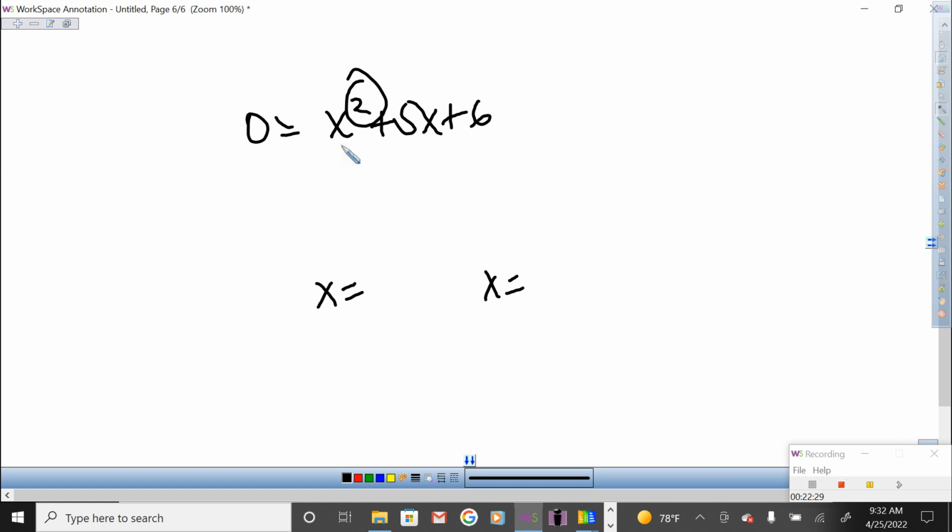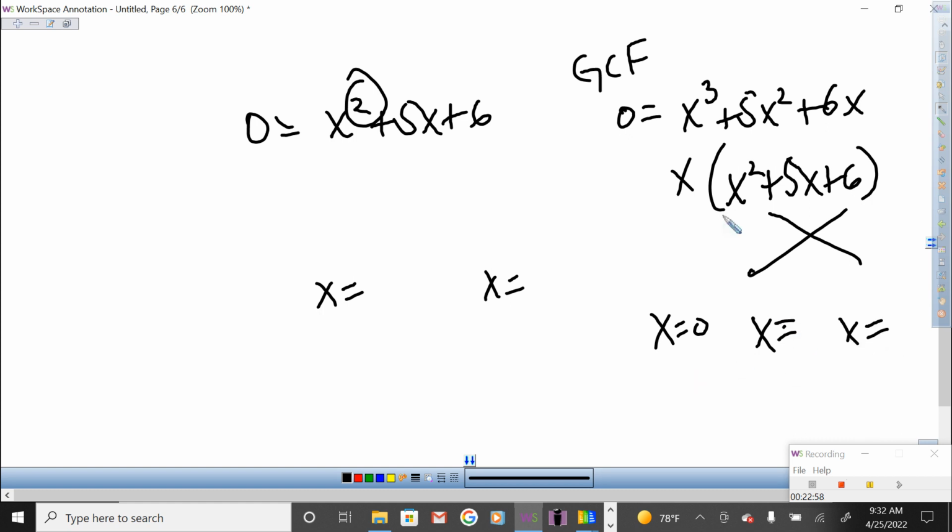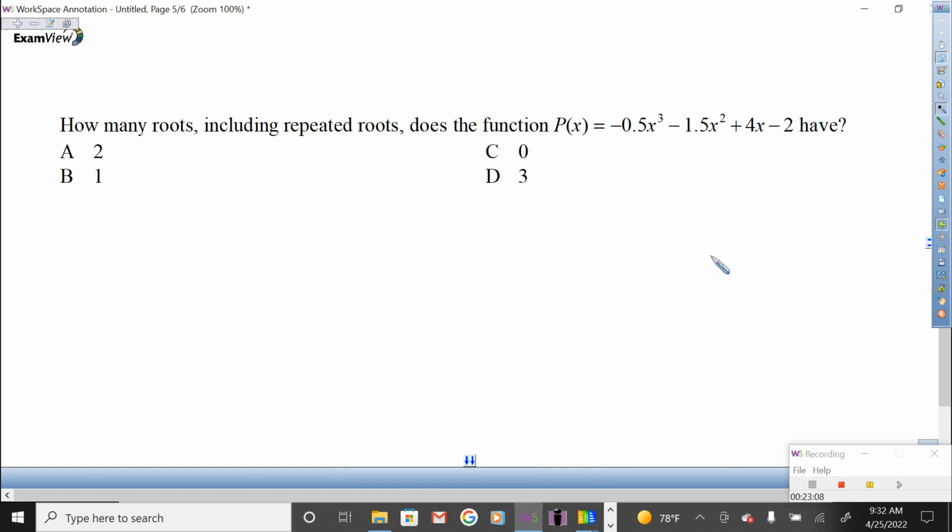What is the highest degree? 2. Same thing if I was to give you 0 equals x cubed plus 5x squared plus 6x. We can't use Power Rangers here, but we need to check what? GCF. Is that correct? So that leaves us with x squared plus 5x plus 6. Can I still use Power Rangers on this one? Yes, so I end up with x equals 0, x equals something, and x equals something. How many roots? 3. What is the highest degree? 3. With that said, without even solving anything, look at problem number, what was it, 16?